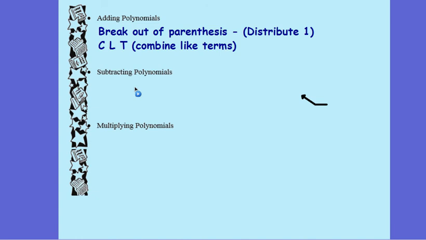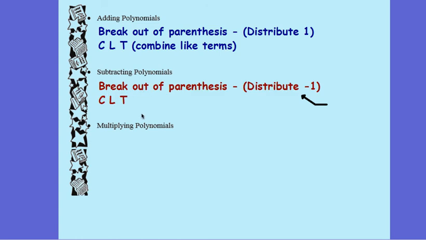For subtracting polynomials, the rules are the same. We need to break out of the parentheses the same way, except this time it often involves distributing a negative 1 or some negative value, and then we can combine like terms. Because we're distributing a negative, anytime we multiply a negative with a positive, it changes sign. Anytime we multiply a negative with a negative, it changes sign. So it's important to realize when there is a negative value being distributed before we combine our like terms.